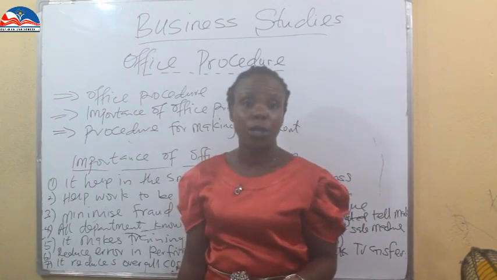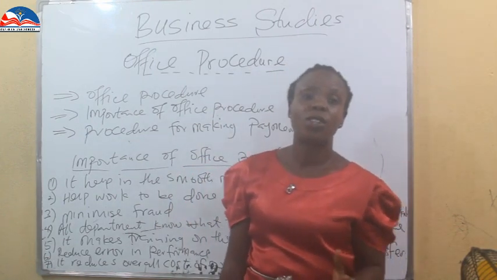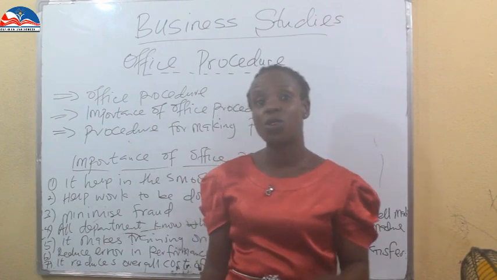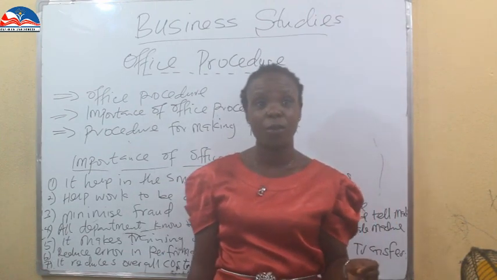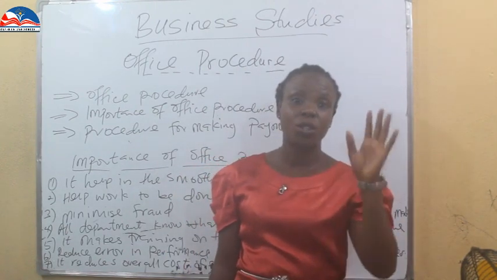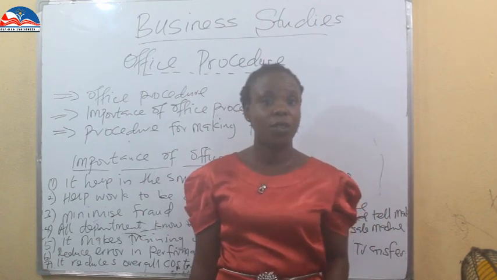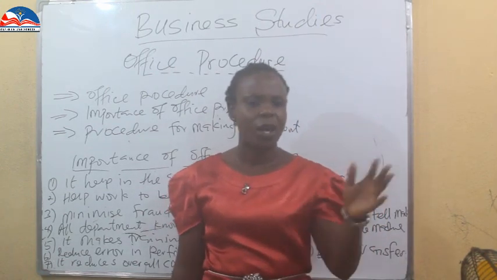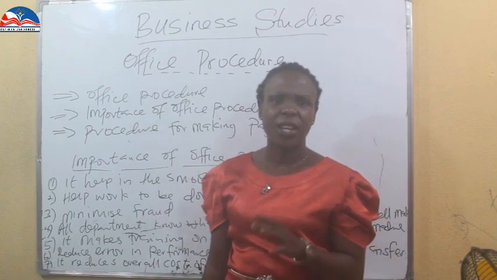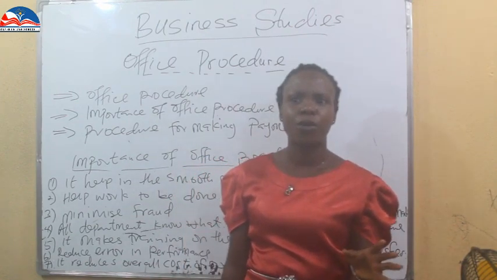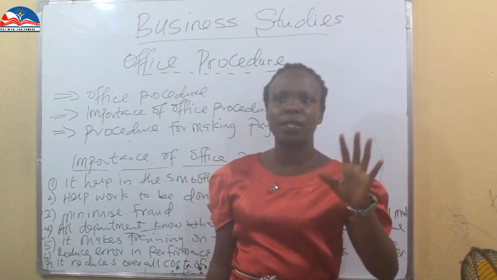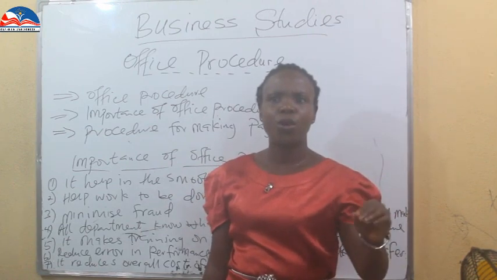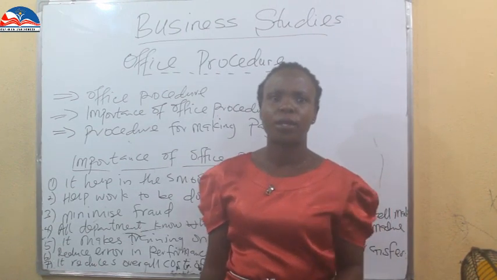Minimize fraud. Since the organizational procedure has to do with documentation of everything that comes into the company, the accounting section, sales section, administrative section, and whichever section, everything is documented. The number of production or the number of produce that is carried out, it's already there. So you just go straight to it.